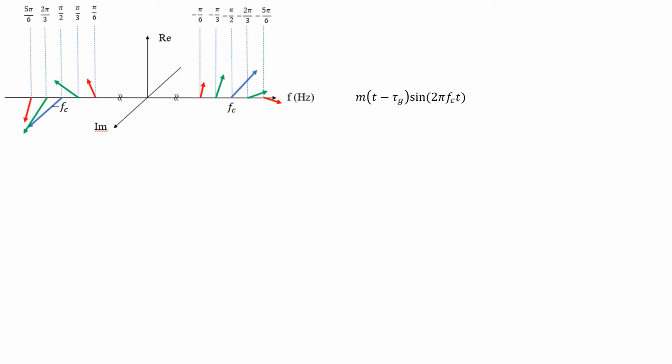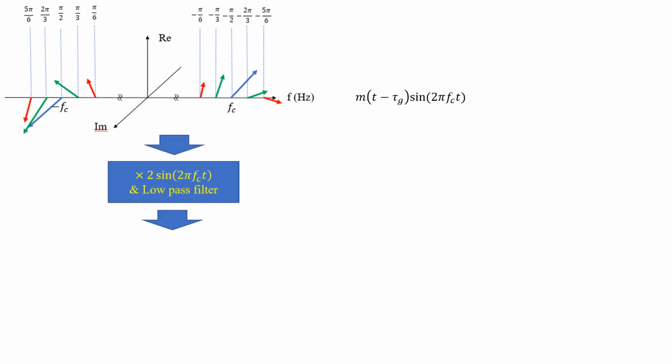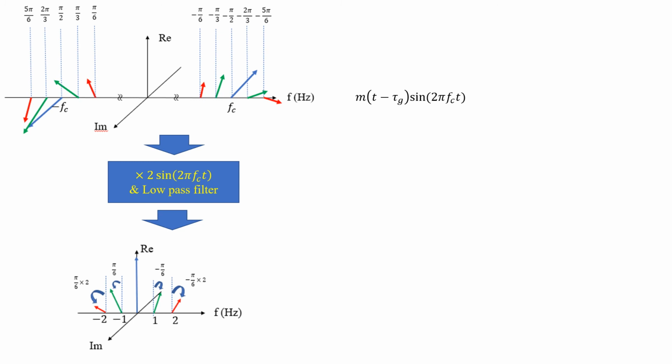We pass the output into another system that first multiplies the signal by 2 times sine 2 pi fc t and then low-pass filters the signal. Now I know that this is slightly harder to visualize, perhaps the most difficult visualization by far. But for this one, I will leave it to you to go through each visualization step by yourself. I will just show you the final result. So this is what the final spectrum should look like, which is actually the spectrum of m of t minus tau sub g.